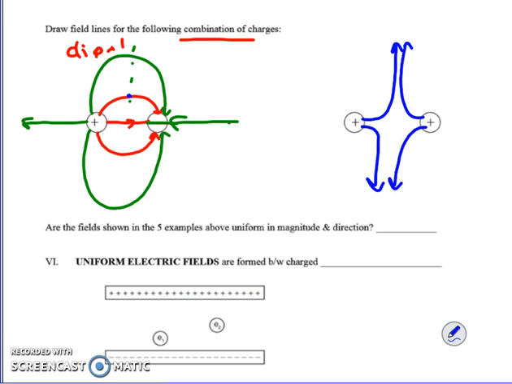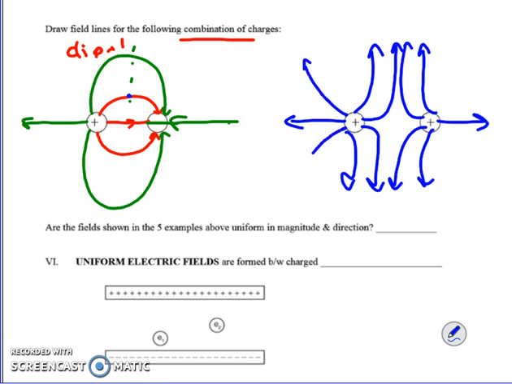Okay, so in the area between them, there's not many lines because they're almost canceling out. And then off to the side, they push away from each other. They never cross. That's important. And then they would go out here and out here. So notice that our field lines are always emanating from the positive, going away from it, out to infinity in this case. Okay? So we would get something like that to complete it.